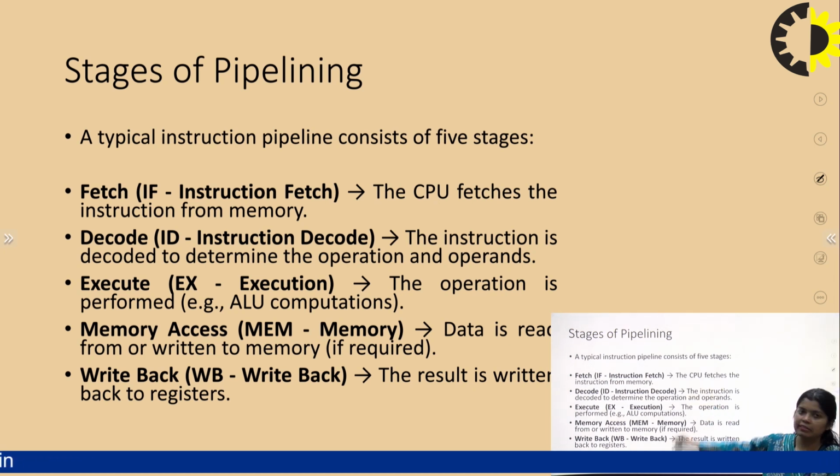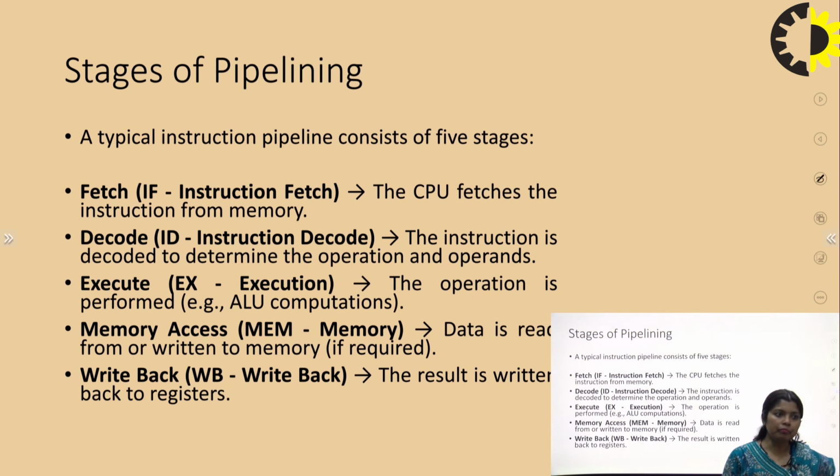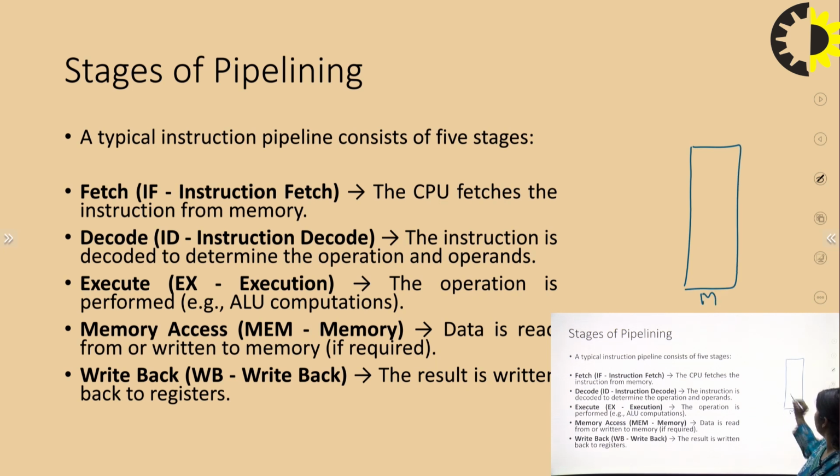So these are the stages of pipelining. There are 5 stages of pipelining. The first is instruction fetch. Instruction fetch means how the particular instruction comes from the memory. Memory has all the instructions; it is a permanent storage location where all the data or information is stored. You can see here there is a memory, and this memory is fetching the instruction, and it goes to the instruction register.